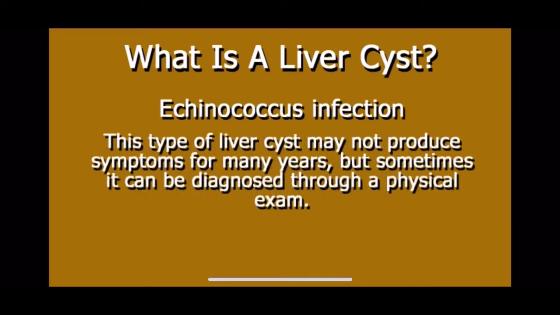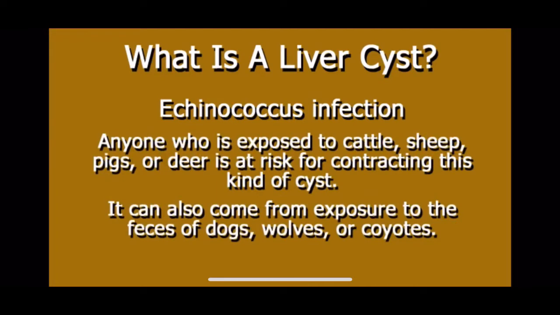This type of liver cyst may not produce symptoms for many years, but sometimes it can be diagnosed through a physical exam. Anyone who is exposed to cattle, sheep, pigs, or deer is at risk for contracting this kind of cyst. It can also come from exposure to the feces of dogs, wolves, or coyotes.